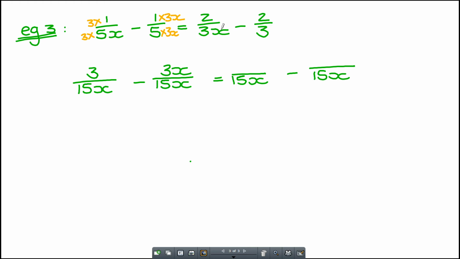Right? Third term. Or the next one. I had 3x. What do I have to multiply with to get 15x? I multiply with 5. So when I do it at the bottom, I also have to multiply at the top. Because there was an x already.